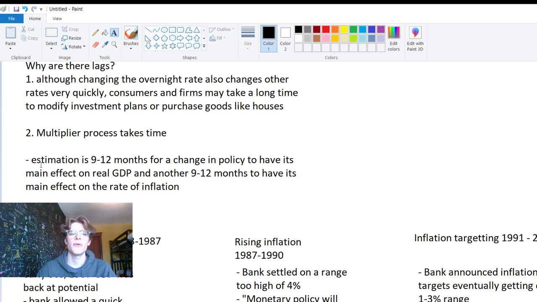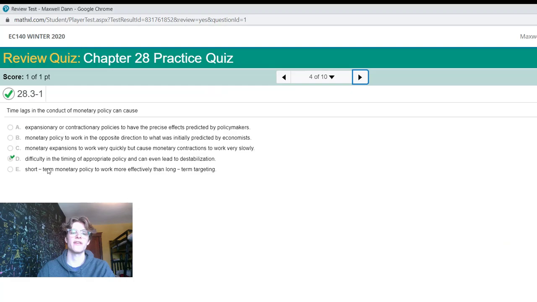So economists estimate that it's between 9 and 12 months for the change in policy to have its main effect on GDP, and then another 9 to 12 months to have its main effect on the rate of inflation. So what that means is that if it's not forecasted right, you could actually lead to destabilization, because you're going to have to do this policy maybe even 2 years in advance of it happening. So you have to have really good forecasting. That's why it's difficult to time it.